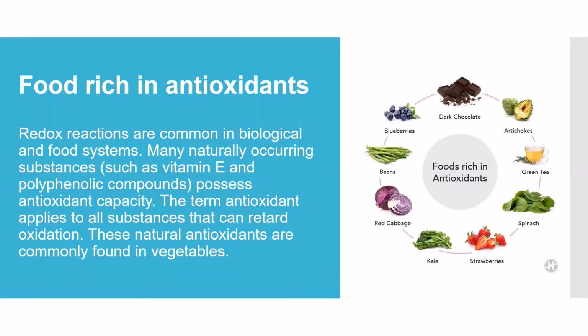Redox reactions are very common in biological and food systems. Many naturally occurring substances such as vitamin E and polyphenolic compounds possess antioxidant capacity. The term antioxidant applies to all substances that can retard oxidation. These natural antioxidants are commonly found in vegetables. For example, artichokes, green tea, spinach, strawberries, and some other vegetables have rich antioxidants.